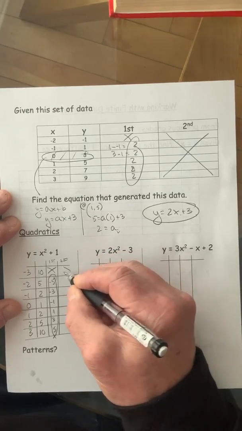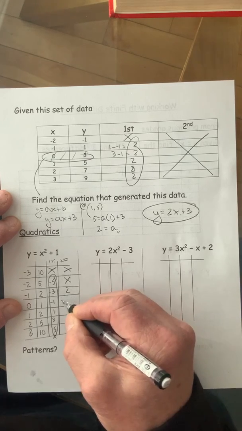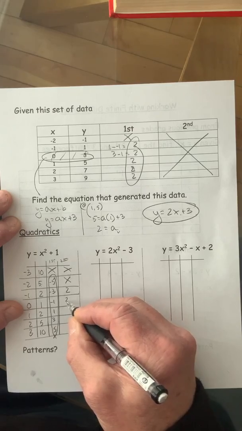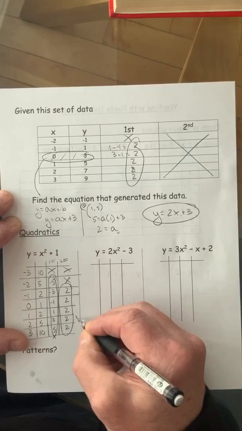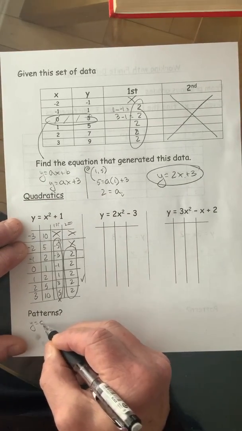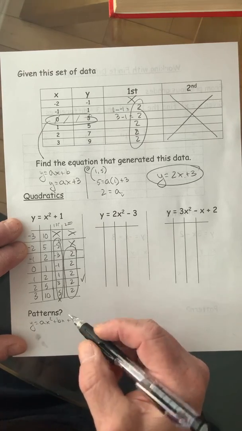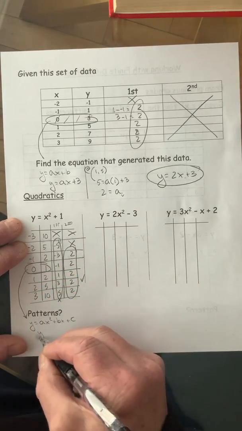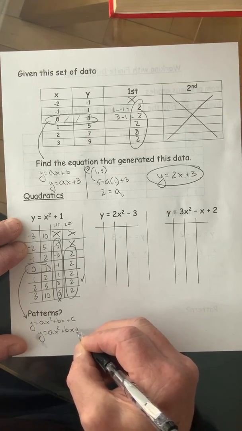Second difference. Negative 3 minus 5, 2. Negative 1 minus a negative 3, 2, 2, 2, 2. These are the same. It must be quadratic. It must have come from y equals ax squared plus bx plus c. Again, we're lucky enough to be given this one. So we now know y equals ax squared plus bx plus 1.